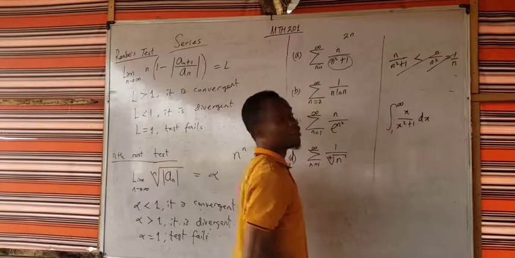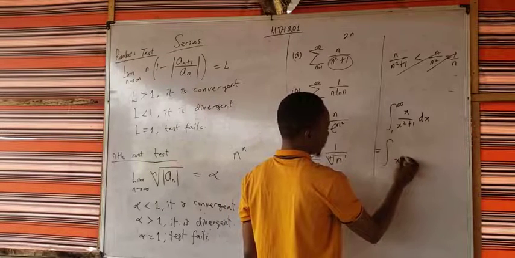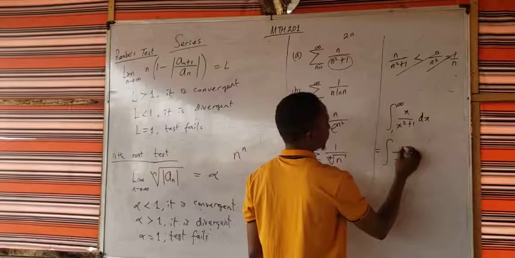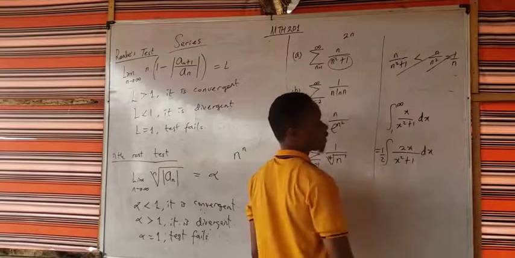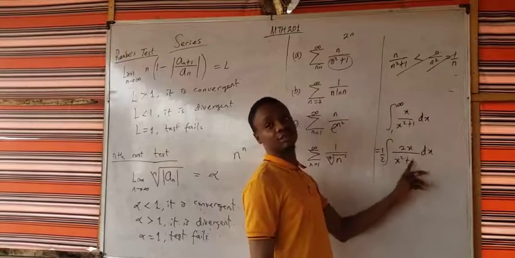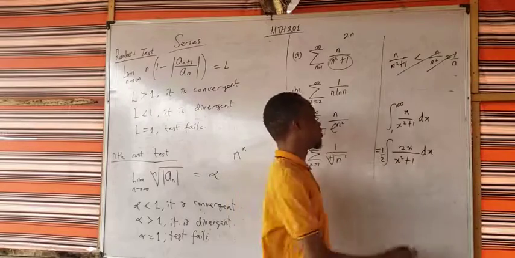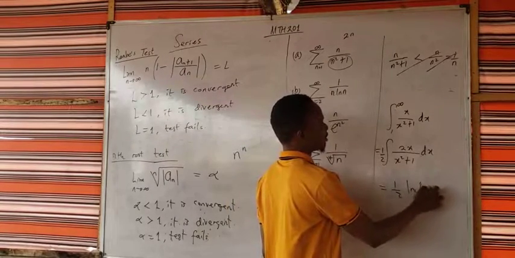Is that clear? This is going to be equal to the integral of x over x squared plus 1. Then I want to make the numerator 2x, so I put 1 over 2 outside the integral. I just want to ensure that the numerator is the derivative of the denominator. So it becomes very easy to integrate. This is just going to be 1 over 2 ln of x squared plus 1.